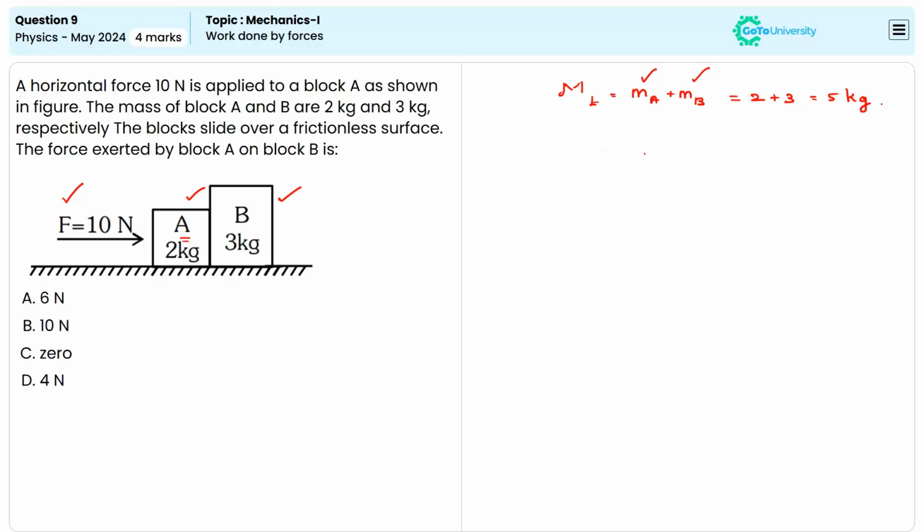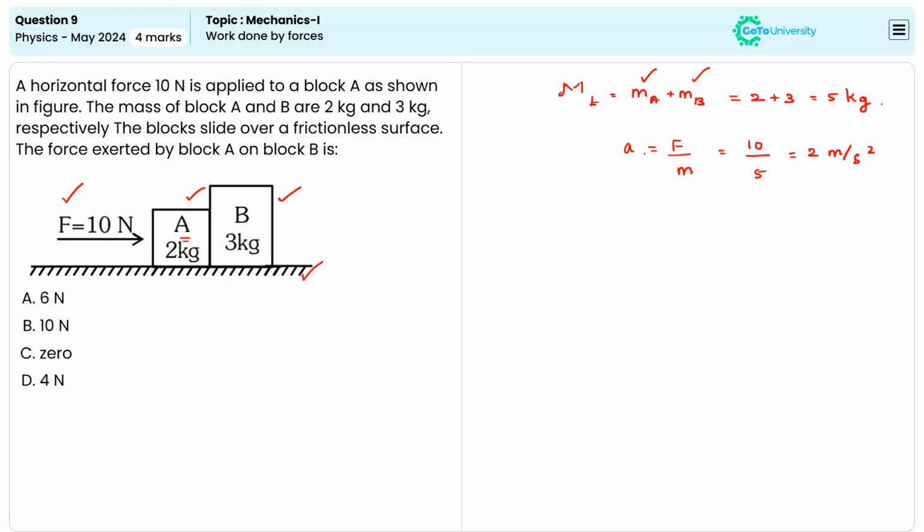Based on Newton's second law, acceleration is equal to force divided by mass. From this, we can write 10 divided by 5, which is equal to 2 meters per second squared, the acceleration of the blocks. But here the question is to determine the force that block A exerts on block B.